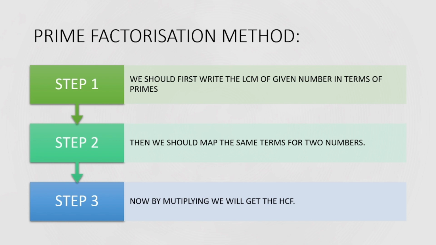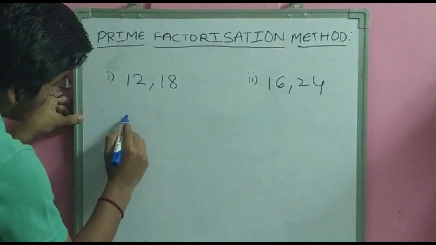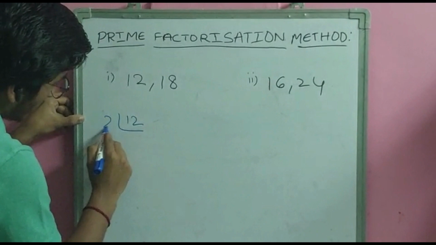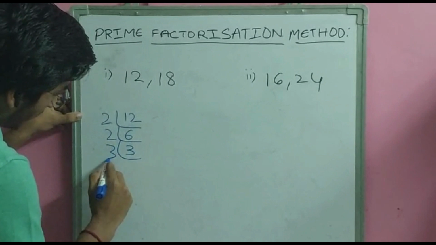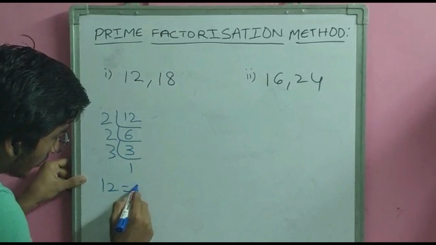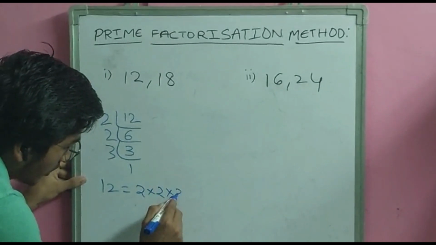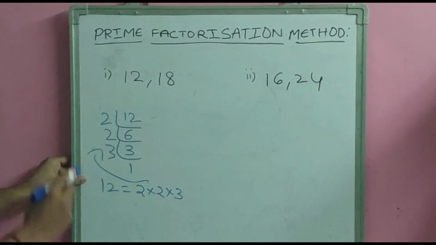Now we will compare the prime factorization method with the factors method using the same example, and check whether we get the same answer or not. We will first factorize 12. 2 sixes are 12, 2 threes are 6, 3 ones are 3. So we write 12 as 2 into 2 into 3, obtained by the repeated division above.